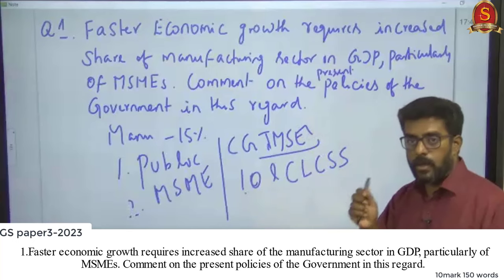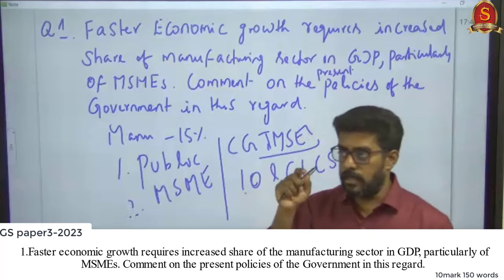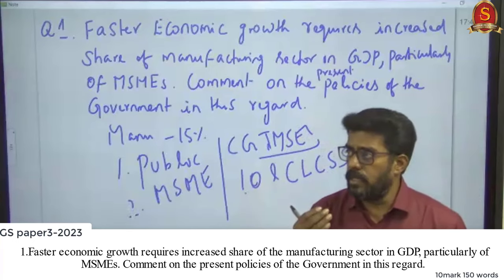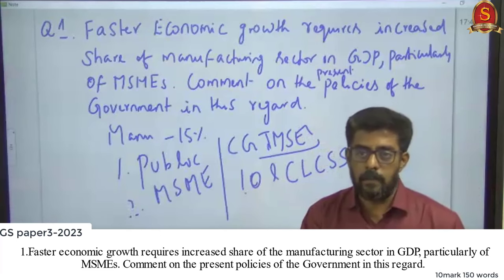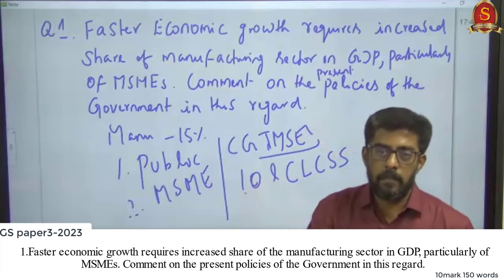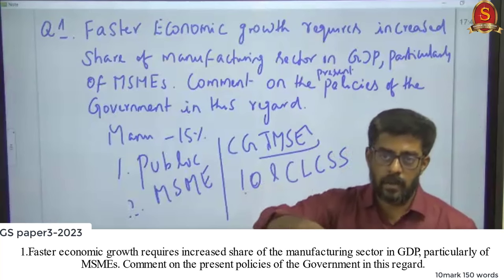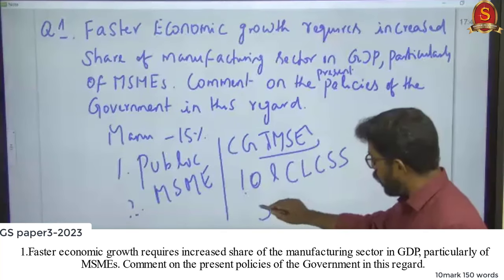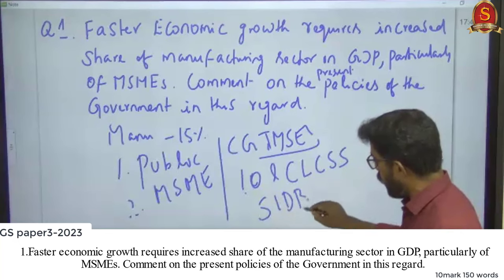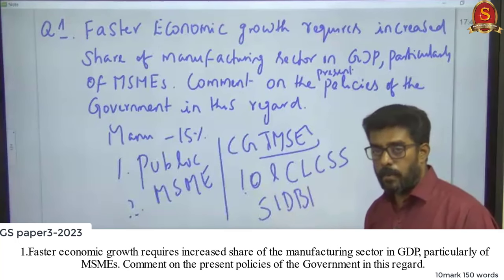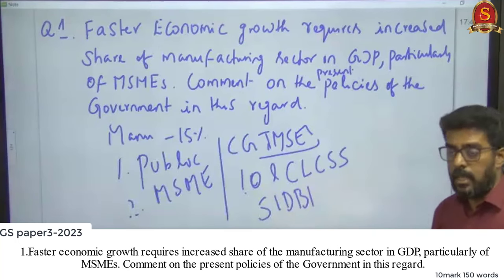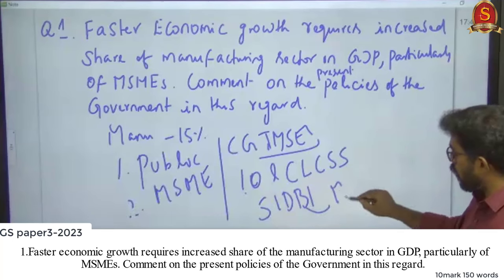Then we know about the other initiatives. For example, in 1989 we passed an important act, the SIDBI Act of India, and then we established SIDBI in our economy. SIDBI, the Small Industries Development Bank of India, is a statutory body. And then SIDBI promoted one more institution called Mudra.